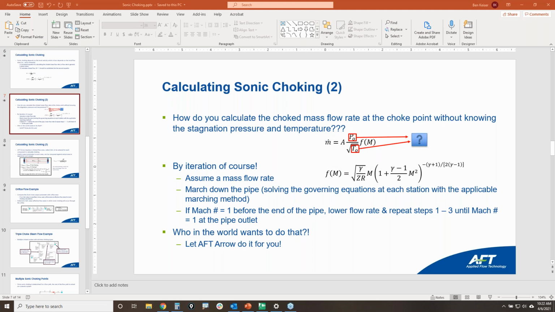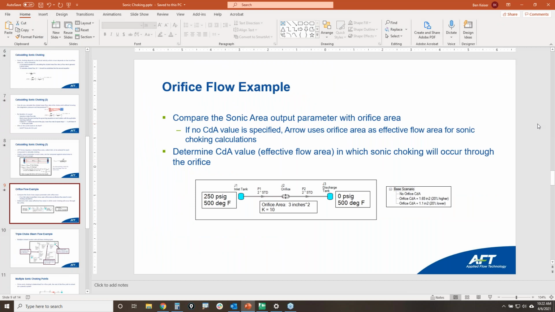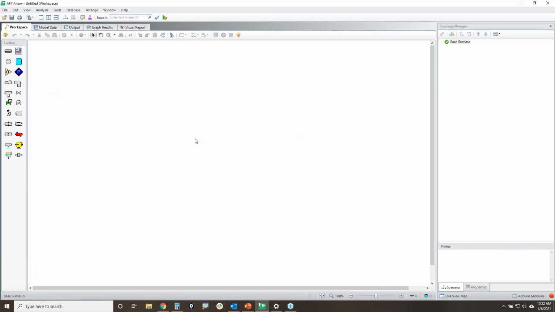If you don't have a flow area specified, then what AFT Arrow will do is assume that the area of the diameter of the orifice is essentially what your CDA value is. So it's a first approximation. If it finds that you might be choked based upon that orifice diameter, you'll see warning messages that tell you so. All right, let me go and open up that example.